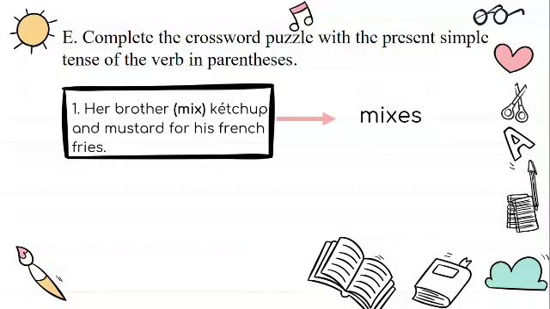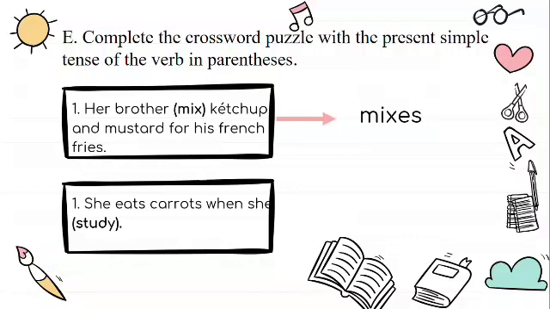Okay, then in the number 2, si se fijan, esta oración está en el cuadro de arriba en su libro que dice con el título Across. So, this is the number 2. So it says, she eats carrots when she studies. So here, if you see, we are talking about she, okay? So, here we have the verb study, and if you see, it ends in Y.